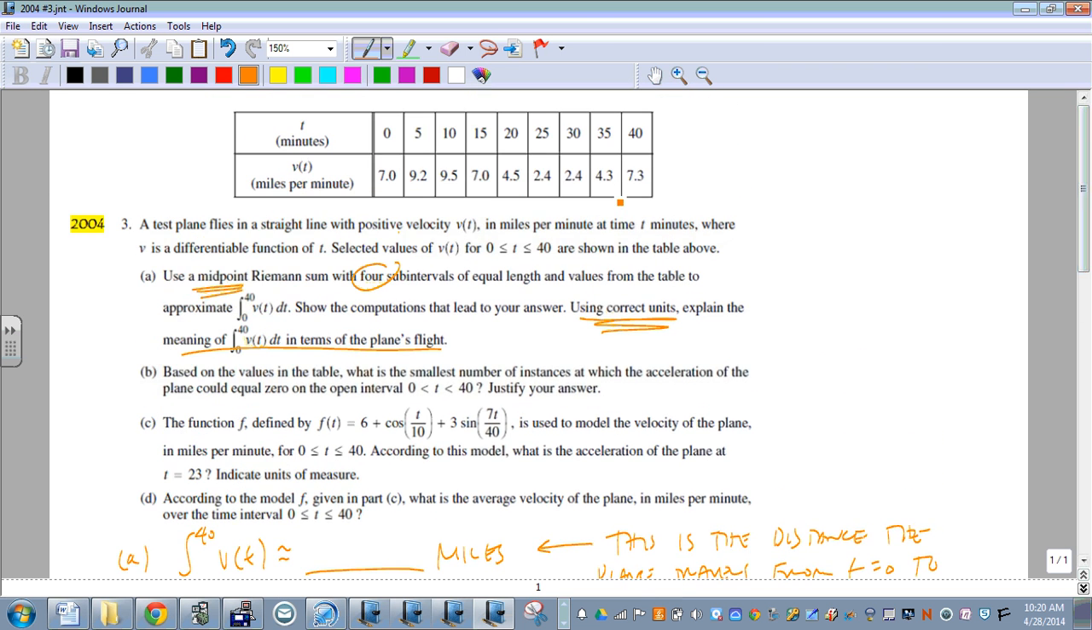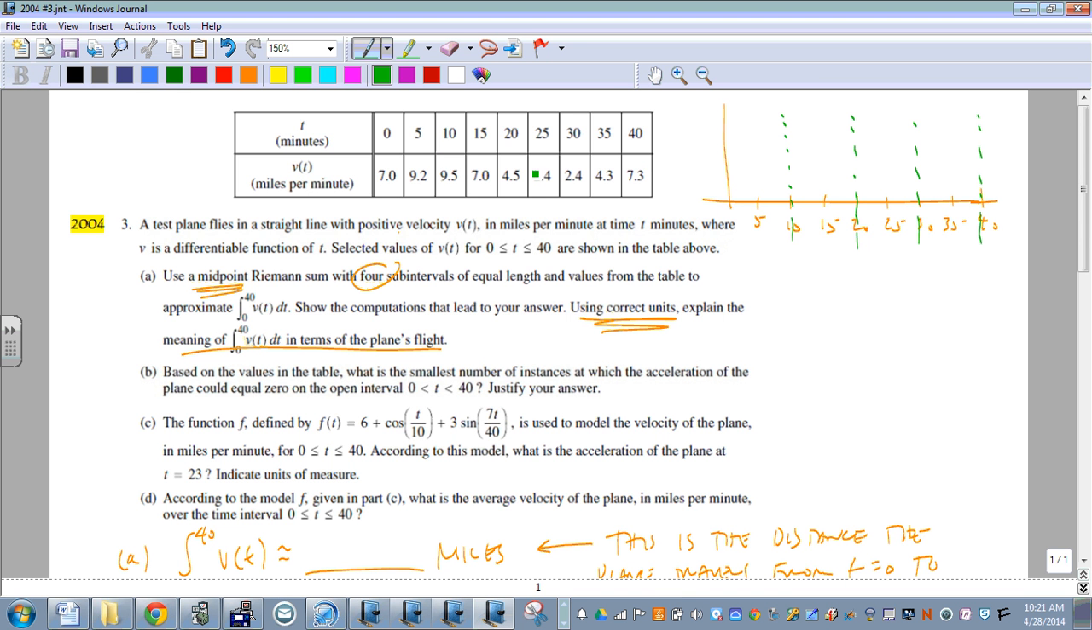So again, me personally, it helps me to kind of visualize with a graph. We might not have to plow out everything, but we're breaking this up into 4 equal parts. How big is each part? 10, right? So we're going to go from 0 to 10, 10 to 20, 20 to 30, and 30 to 40.